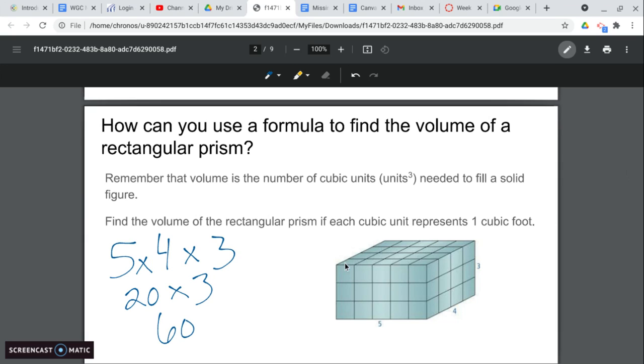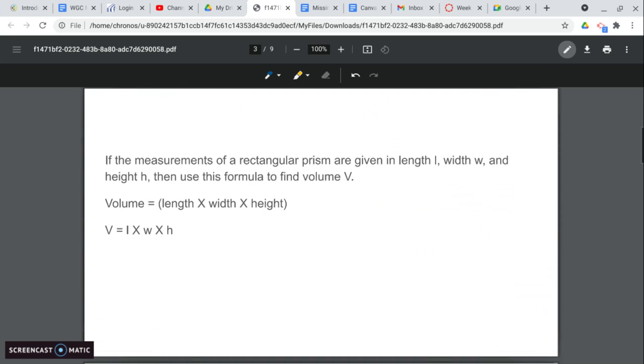A way to double check that is to look at the top. 1, 2, 3, 4, 5, 6, 7, 8, 9, 10, 11, 12, 13, 14, 15, 16, 17, 18, 19, 20. So there really are 20, which means the next layer has 20 and the next layer has 20. So that's why we multiply by 3.